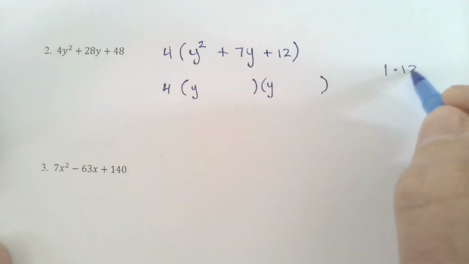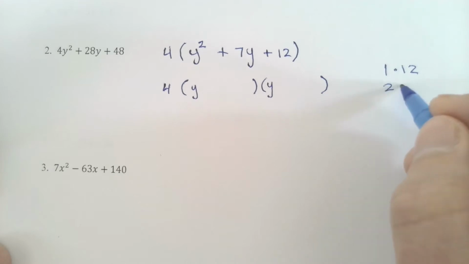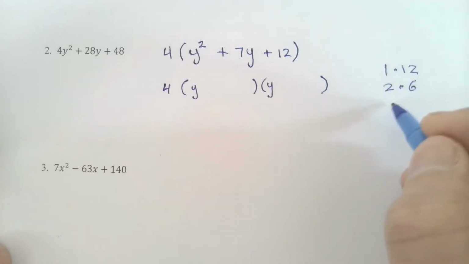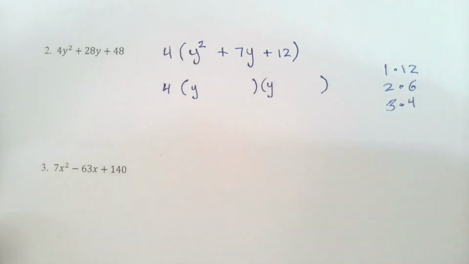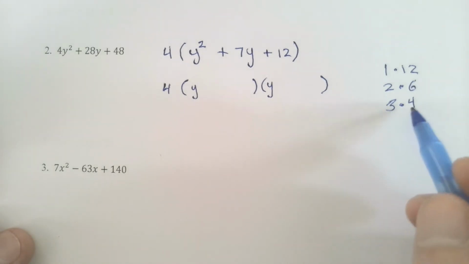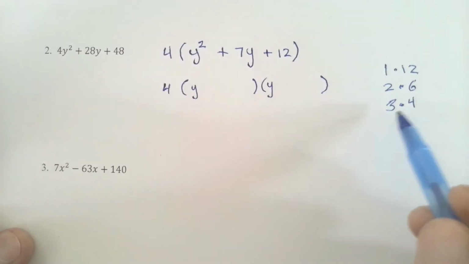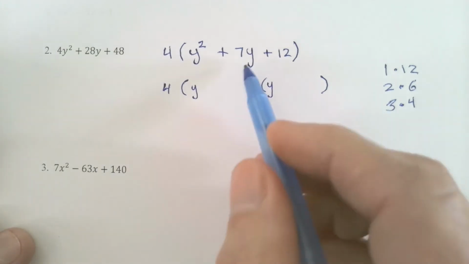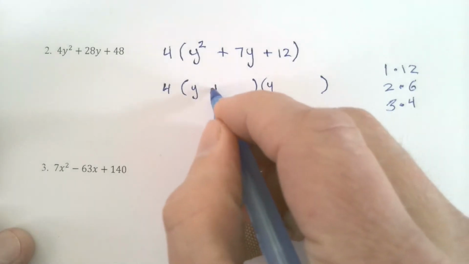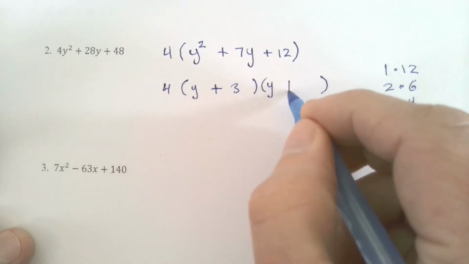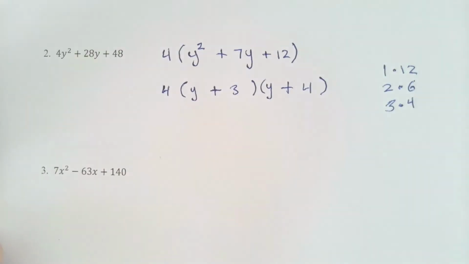In the previous videos, I showed you how to come up with this list on your own with a calculator, just by dividing by 1 and 2 and 3 and so forth. And then if the result comes out to a whole number, then you'll have some numbers you can put in this list. I like 3 and 4 here because not only does 3 times 4 make 12, but 3 plus 4 is 7. That matches what's here. So this is 4 times y plus 3 times y plus 4, and that problem is complete.